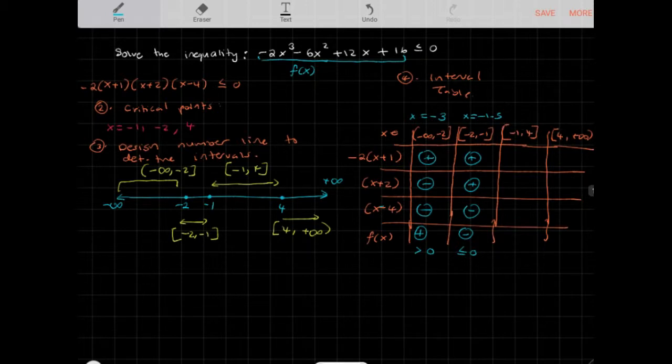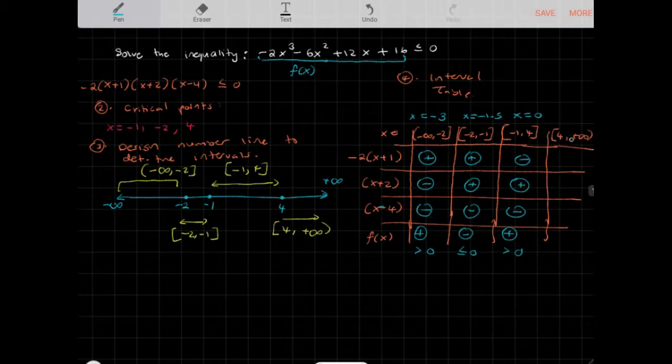And you keep doing this for the other two intervals. So for this guy, I'm going to pick x equal to 0 because it's easy. 0 plus 1, positive 1 times negative 2 is negative. 0 plus 2 is positive 2, so it's positive. 0 minus 4 is negative 4, and then this adds up to a positive, right? Negative times positive. So this is greater than 0.